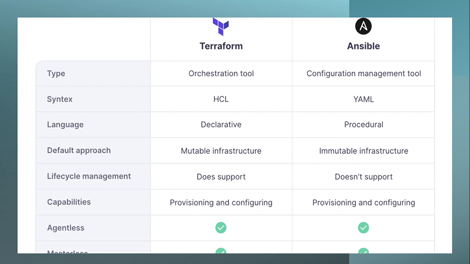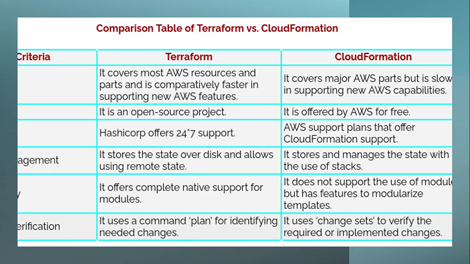In terms of capabilities, Terraform helps to provision and configure, whereas Ansible helps in provisioning and configuration. Both Terraform and Ansible are agentless. So Terraform covers most AWS resources and parts, and it's comparatively faster in supporting new AWS features. CloudFormation covers major AWS parts, but is slow in supporting new AWS capabilities.